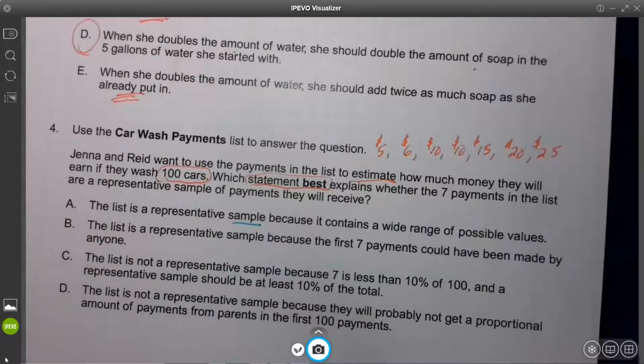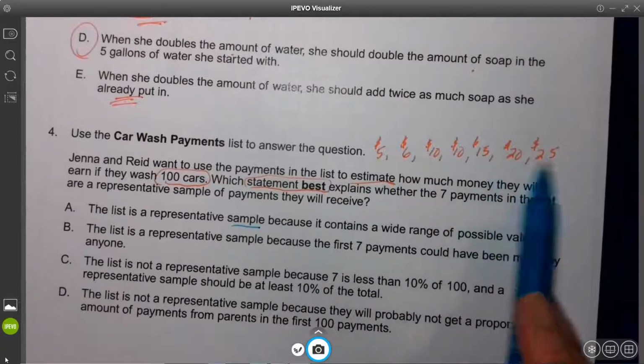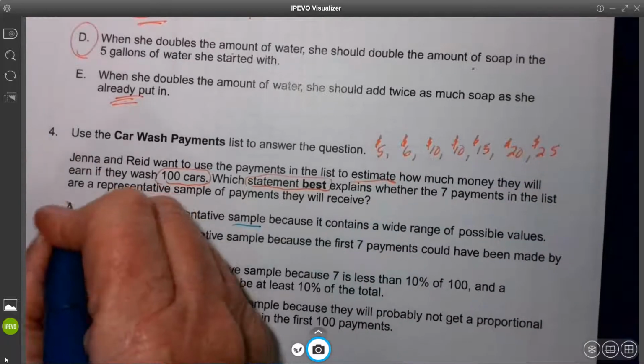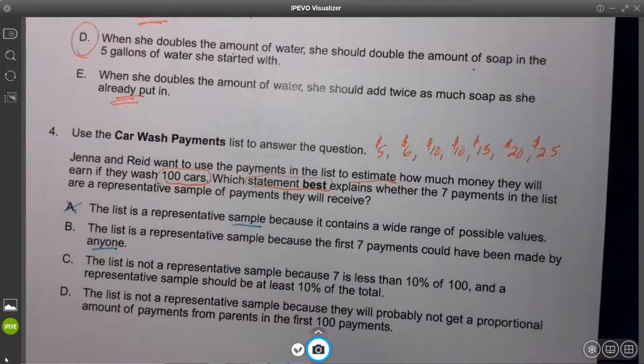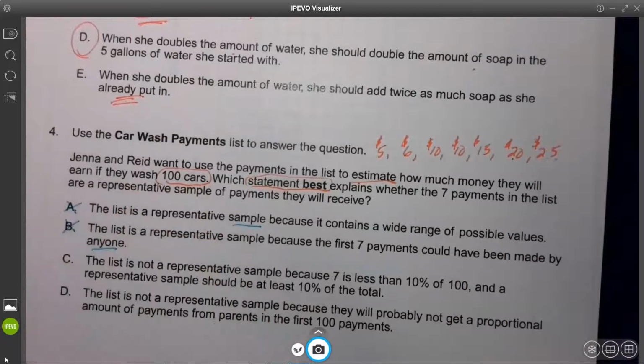Does it represent what most people will do? It contains a wide range of possible values, but remember, these are parents. So that's not exactly a fair representation. Okay? So A doesn't actually work. The list is a representative sample because the first 7 payments could have been made by anyone. They could have been, but we know who 2 of these were. The 20 and 25 were made by parents.